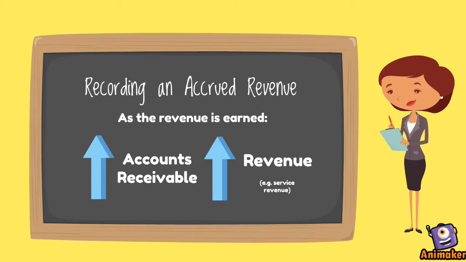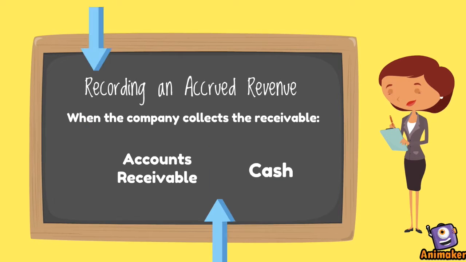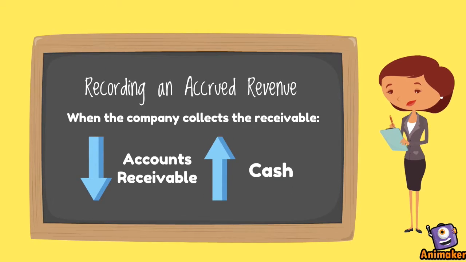As the company earns the revenue, they should increase both accounts receivable and service revenue by the amount earned. When the company collects, the receivable account decreases and the cash account increases.